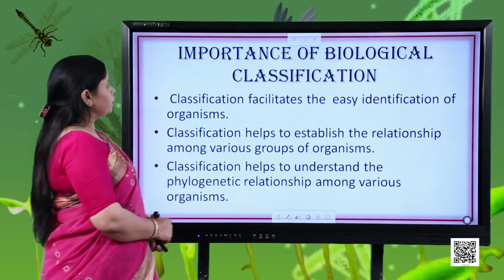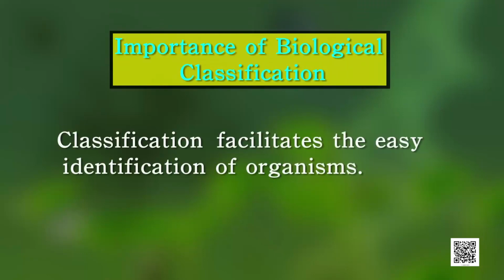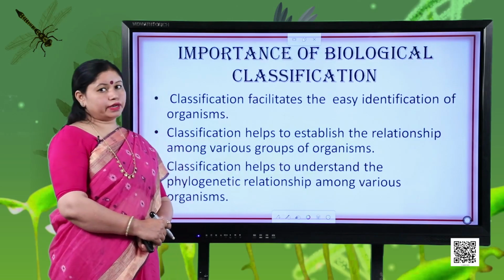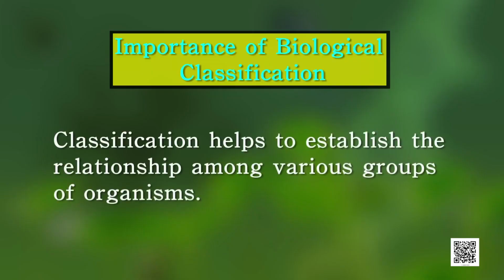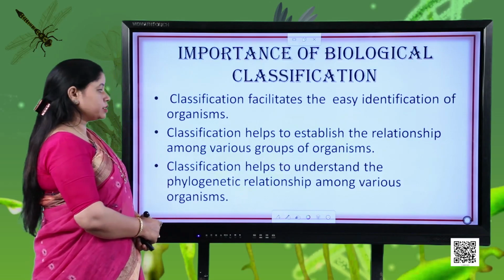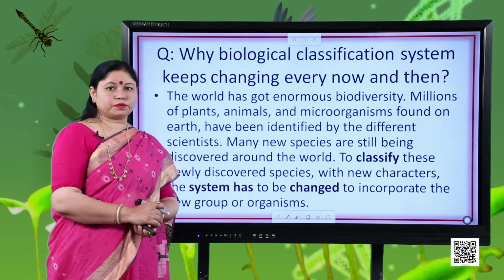Let us discuss the importance of biological classification. When you do the classification, it facilitates the easy identification of organisms. You can easily identify, you can easily relate to which organism you are talking about. Classification also helps to establish the relationship amongst various groups of organisms. Classification also helps in understanding the phylogenetic relationship, it means the evolutionary relationship between various organisms.